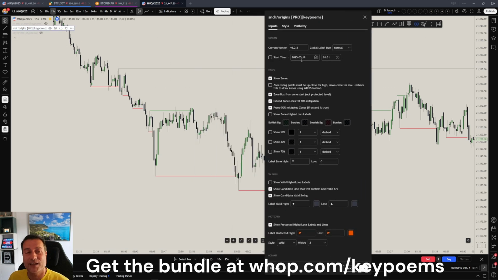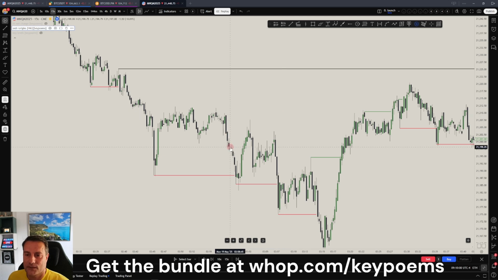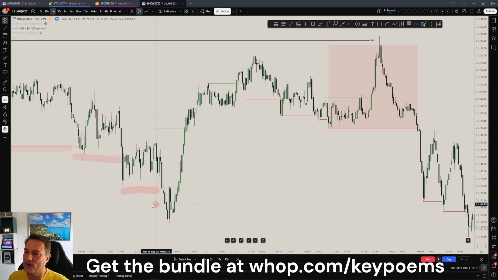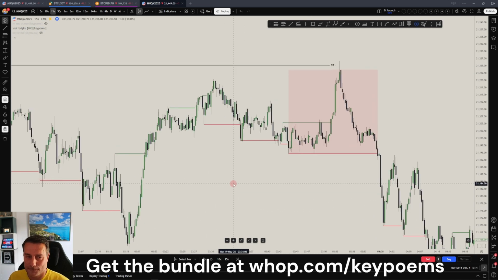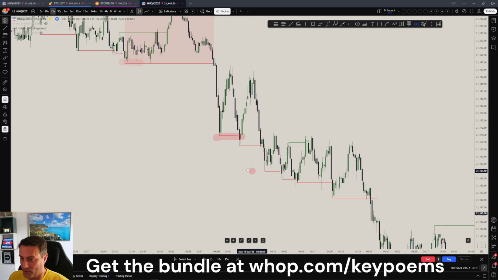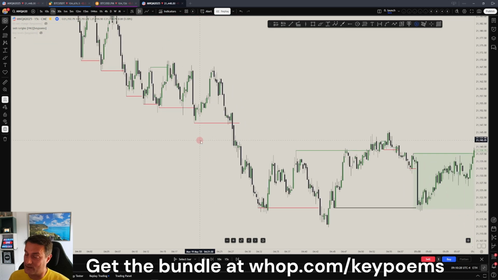If you want to use that method, and let me tell you, sometimes it's very accurate, especially on lower time frames, you have to click this button. So the zones, swing points must be up close for high, down close for low. If you do it, you will see that because some of these swing points were the wrong candle color, the zones have been streamlined a little bit, and you only get very cohesive zones. Only an up close candle can create the upper part of a zone. Only a down close candle can create the lower part of a zone. Many times it doesn't matter, but in some cases this changes the mechanic and the interpretation of the market.